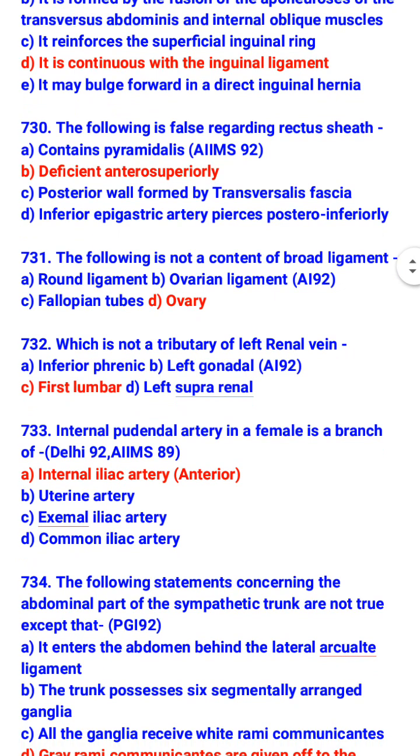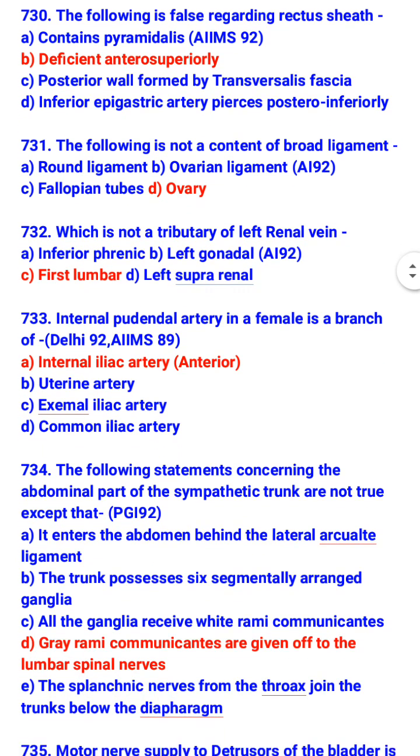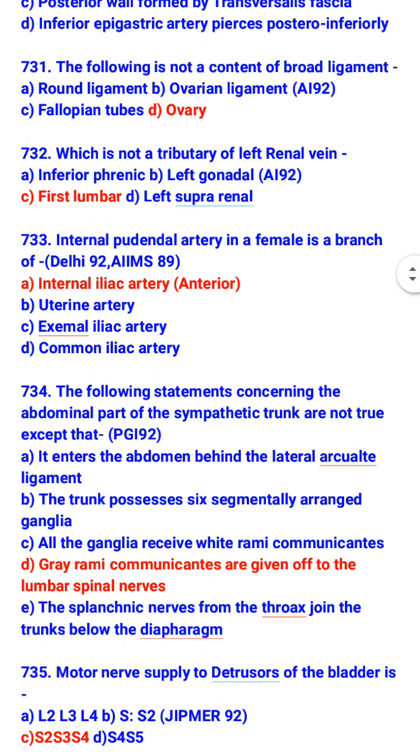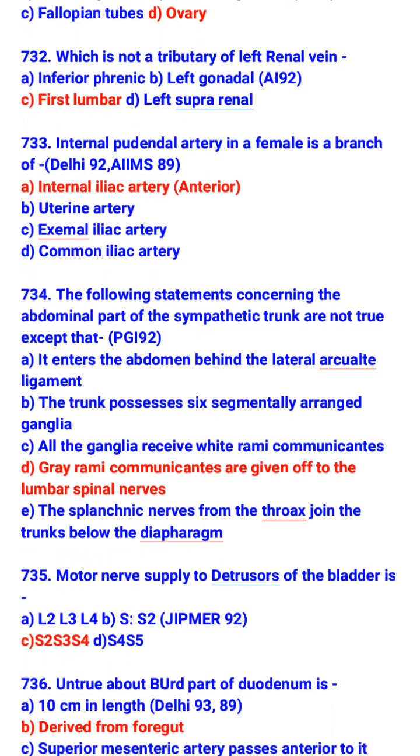Which is not a tributary of left renal vein? First lumbar is not a tributary of left renal vein. Inferior phrenic, left gonadal and left suprarenal are the tributaries of renal vein. Internal pudendal artery in a female is a branch of internal iliac artery anterior. The following statement concerning the abdominal part of the sympathetic trunk are not true except that gray rami communicantes are given to the lumbar spinal nerve.